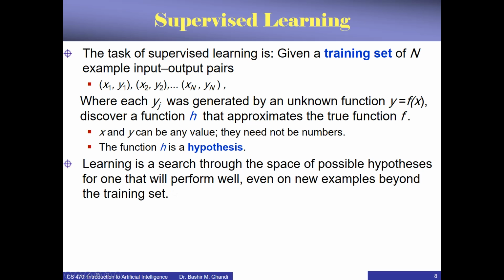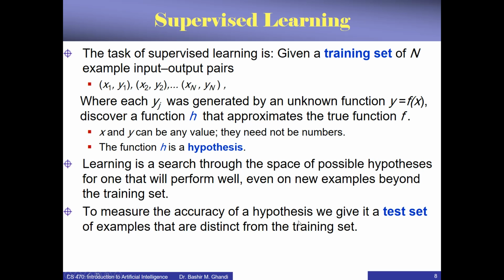And therefore learning in this case is actually a search through the space of possible hypotheses. There is a space of hypotheses, so many different hypotheses, and the objective of supervised learning is to identify one of them that can actually structure this data, so that given an x, it can correctly map the corresponding y. And this should of course work even with new examples that are outside the training set.